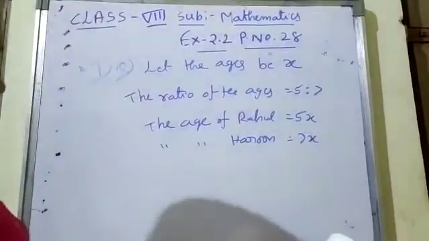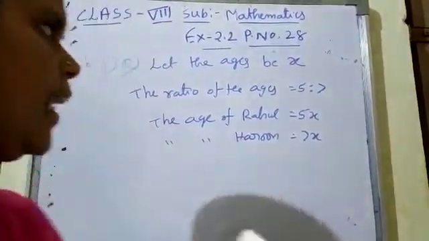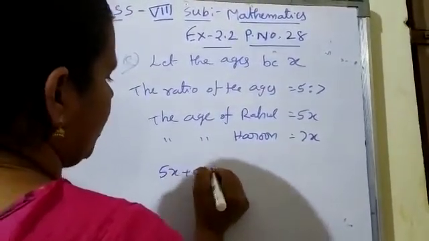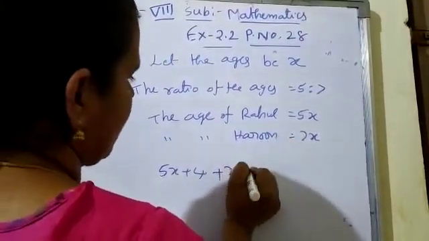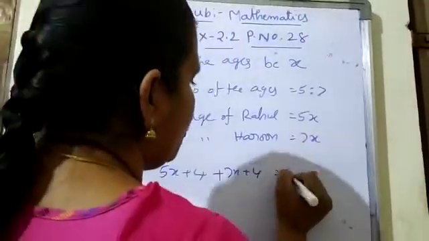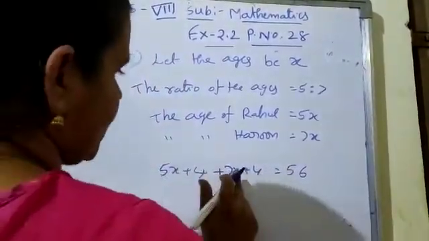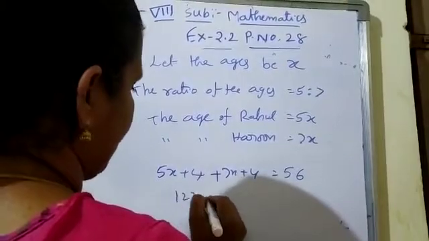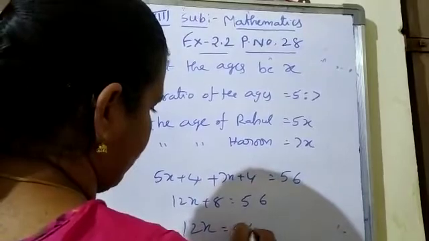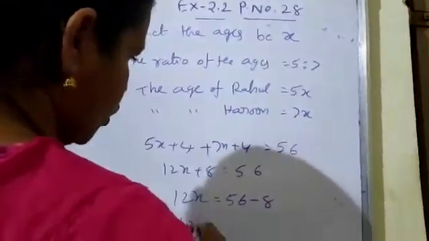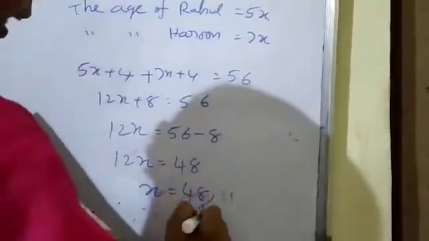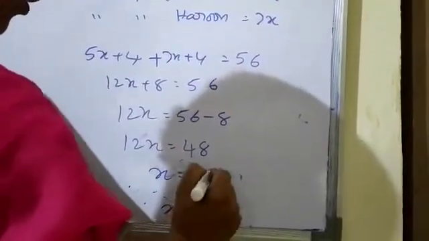The question is given, so 4 years later, so means after 4 years, 5x plus 4 plus 7x plus 4, their ages will be equal to 56. So 5x plus 7x is 12x plus 8 is equal to 56. So 12x is equal to 56 minus 8. So 12x is equal to 48. So x is equal to 48 by 12. Then x is equal to 4.